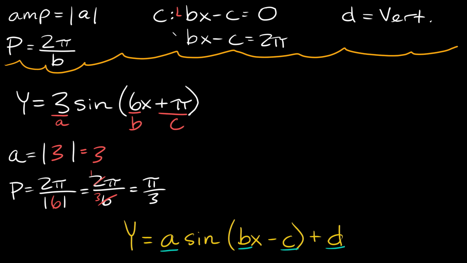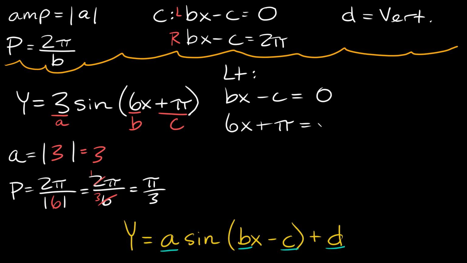This is going to be the left end, the first equation, and this is going to be the right end. All right, so let's find the left end first. That's going to be equal to bx minus c, essentially what's inside of the parentheses. Bx minus c, and you're just going to set that equal to 0. So inside of these parentheses, we have 6x plus pi, so we're simply going to set that equal to 0. And all we have to do is solve for x.